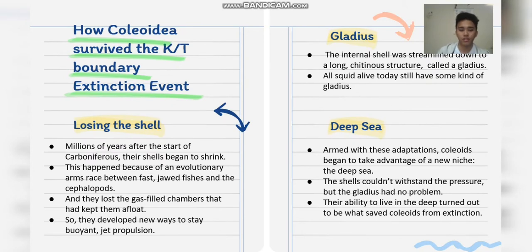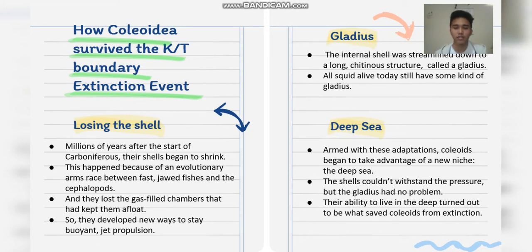How the Coleoidea survived the KT boundary extinction event. First, losing the shell. Millions of years after the start of the Carboniferous, their shells began to shrink. This is because of the evolutionary arms race between fast-jawed fish and the cephalopods. And soon they lost the gas-filled chambers that kept them afloat, which is their shells. And they developed a new way to stay buoyant via jet propulsion.